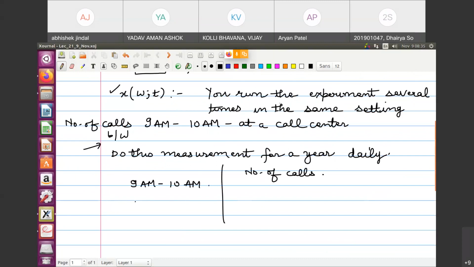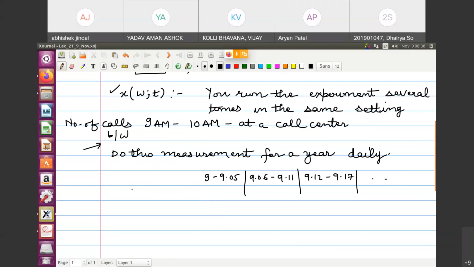Or you can say, let me be more specific, let us give it a chart, because you will have a call center with multiple telephones. Suppose you divide 9 a.m. to 10 a.m. into 5 minute time intervals. That is 9 to 9:05, 9:06 to 9:11, 9:12 to 9:17, and this goes on.